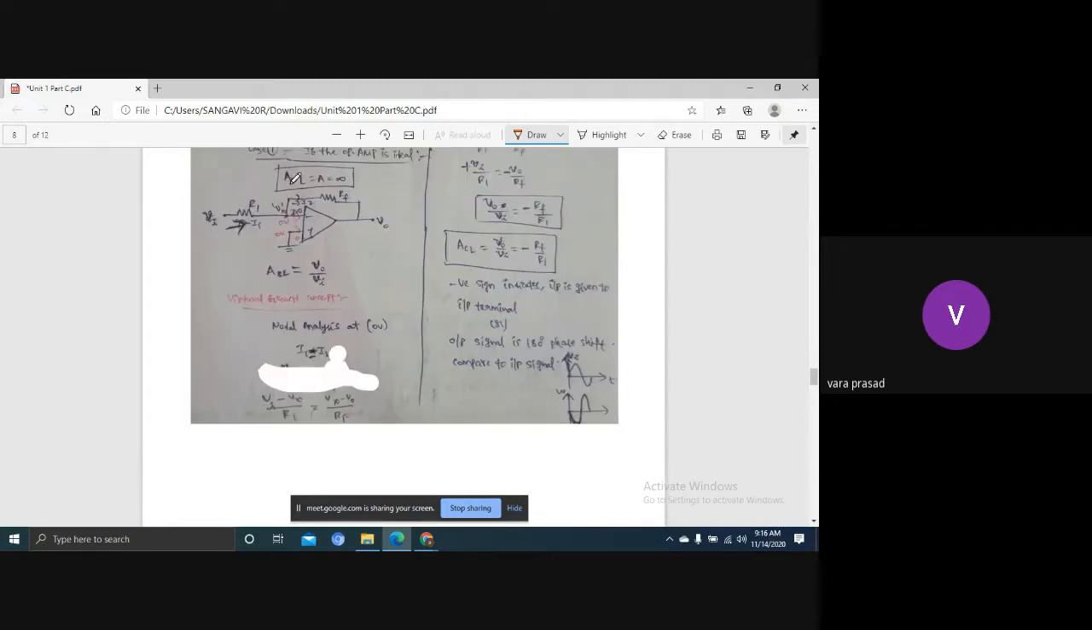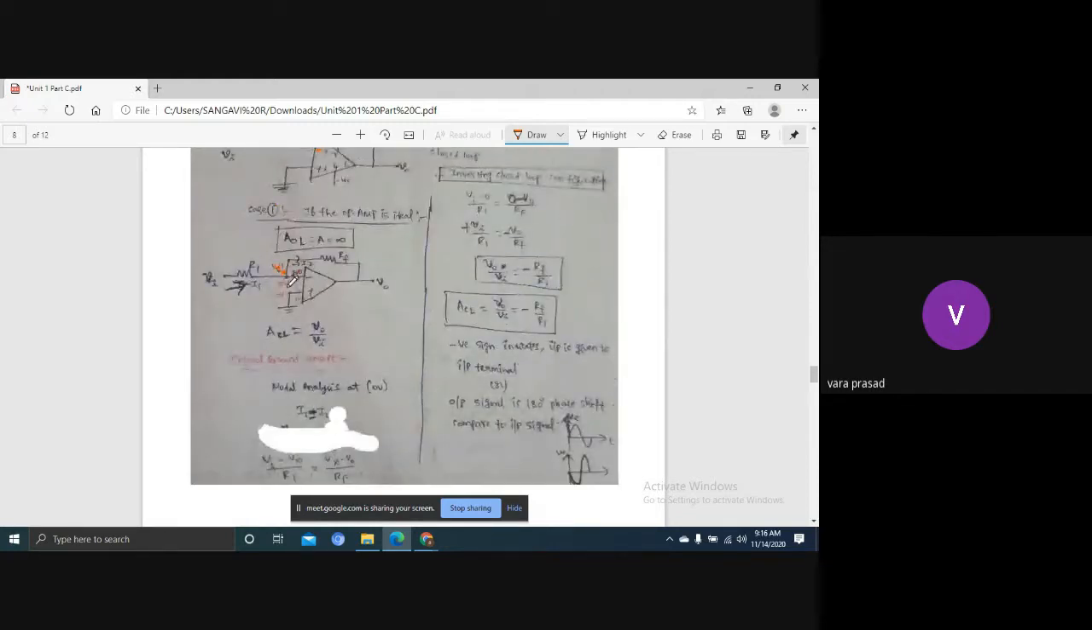Apply the node analysis. Here Vx I am going to keep. Then (Vi minus Vx) by R1, (Vx minus V naught) by Rf. You can manipulate. Vx is how much? 0. I already said here 0 volts, right? Then V naught by Vi is equal to minus Rf by R1. The gain is minus Rf by R1. I can write V naught is equal to minus Rf by R1 into Vi.